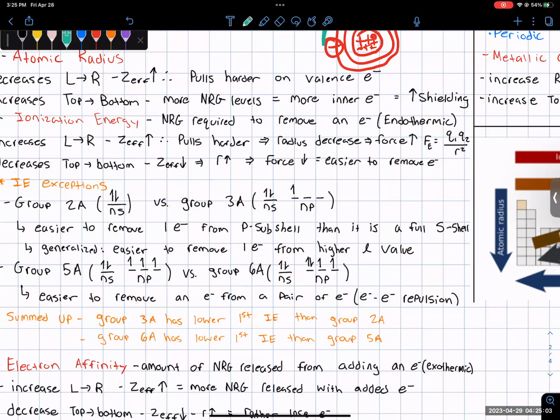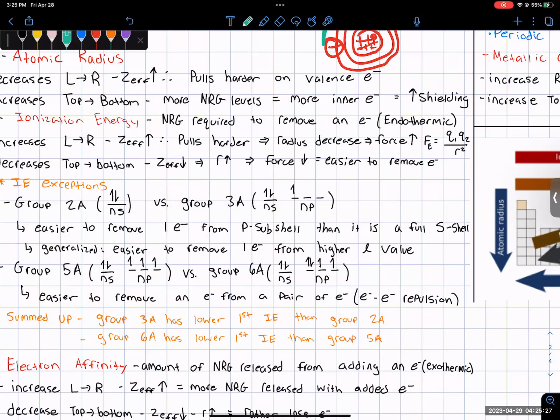And then it's the same thing here, like group 5 versus group 6. So group 5 versus group 6, it's easier to remove an electron from a pair of electrons. It's easier to remove an electron when they're together than when they're apart, because again, of the electron-electron repulsion, those two electrons don't want to be close together.